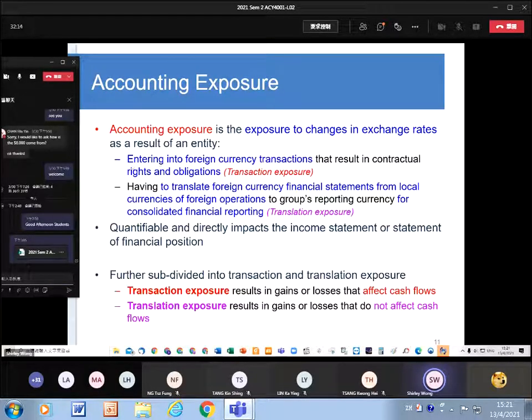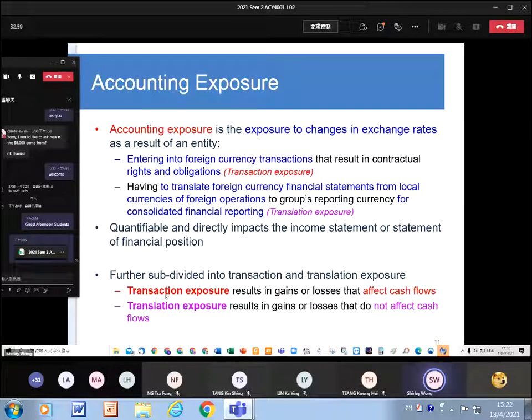Transaction exposure means the company has entered into a foreign currency transaction. For example, you purchase from Japan or you sell to Japan. Finally, you need to settle the amount in Japanese yen, or you will receive Japanese yen as the settlement. In this case, the foreign currency matters because a transaction happened and you need to settle the amount in foreign currency. So we call this a transaction exposure. It means you need to pay or receive in foreign currency. Therefore, it will affect the cash inflow or the cash outflow.